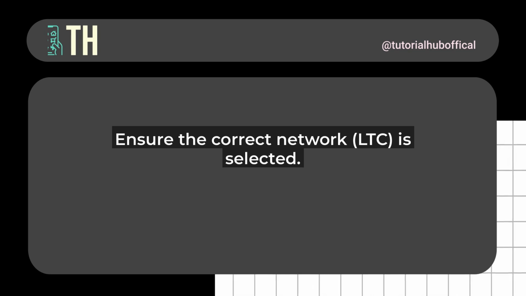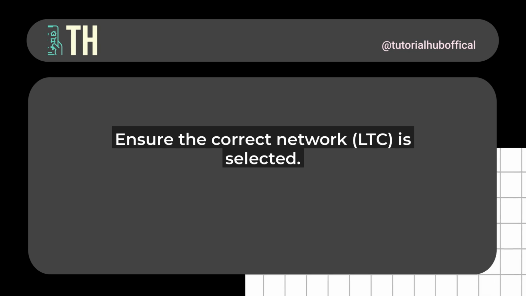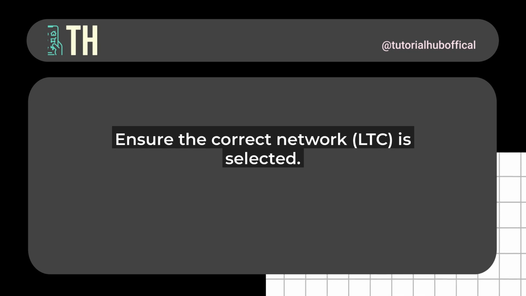Pro tip: always verify the network. Litecoin uses the Litecoin network, so make sure it's set correctly to avoid lost funds.